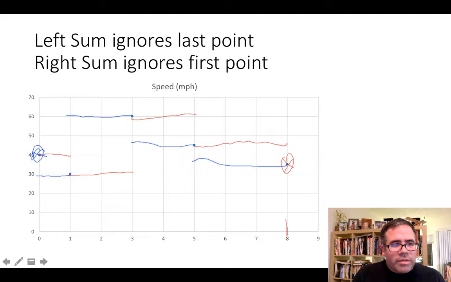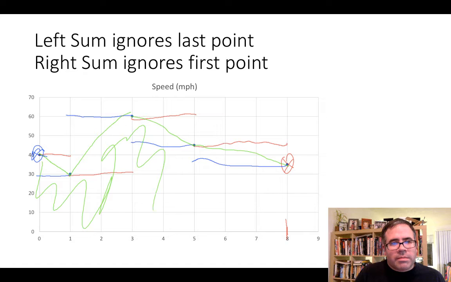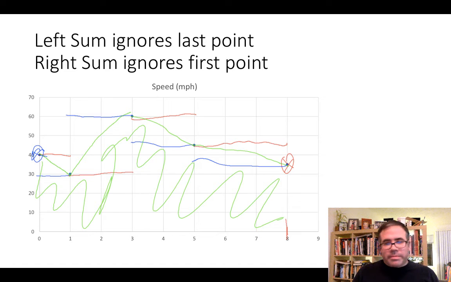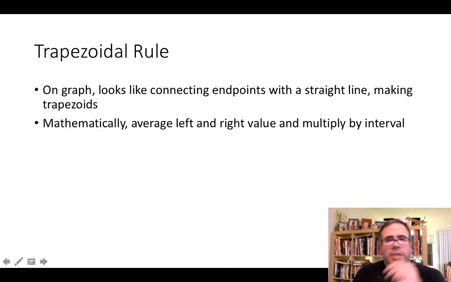What if we just went like that? We found the area underneath all of those, right? This is called the trapezoidal rule because on the graph, we connect the endpoints with a straight line, and those make trapezoids. What we do mathematically is we average the left and the right value multiplied by the interval.